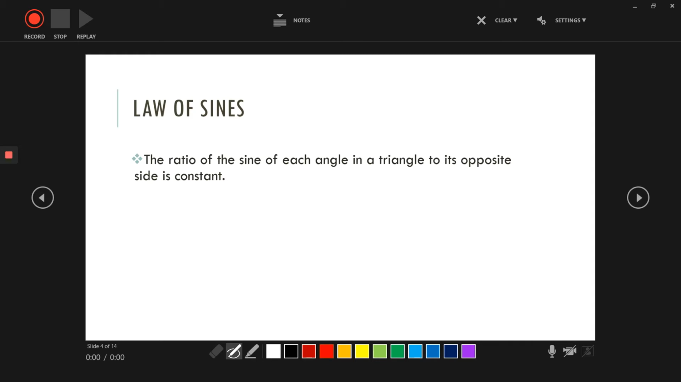All right. So what is the law of sines? It states that the ratio of the sine of each angle in a triangle to its opposite side is constant. What does that mean? Basically, if you have a triangle, and we'll label it A, B, C, the ratio, that's a fraction, of the sine of each angle to its opposite side is constant. That means that sine of A over a is the same as sine B over b, which is the same as sine C over c. It means that we can set up proportions with the sine of each angle and its opposite side in order to solve for things that we have missing.